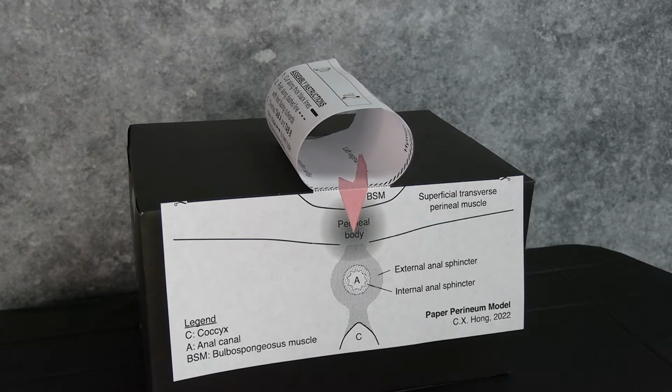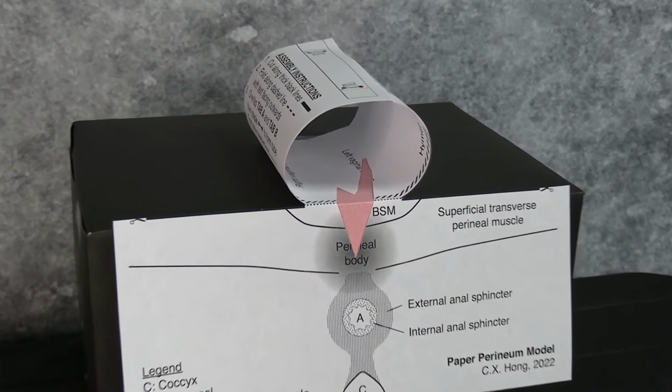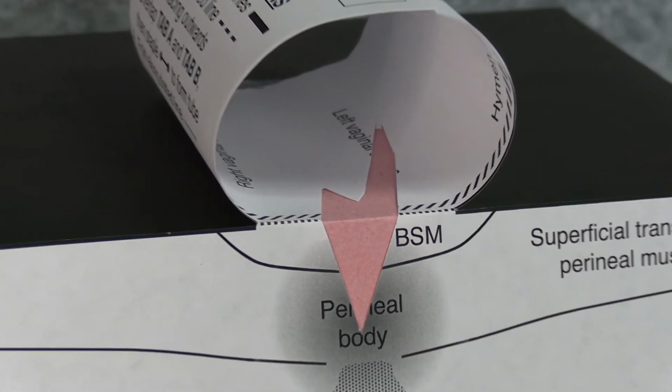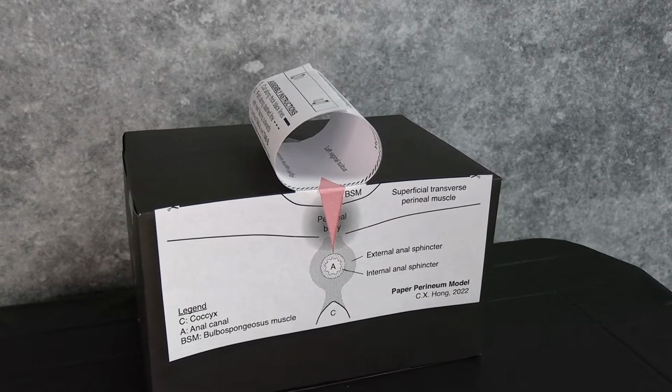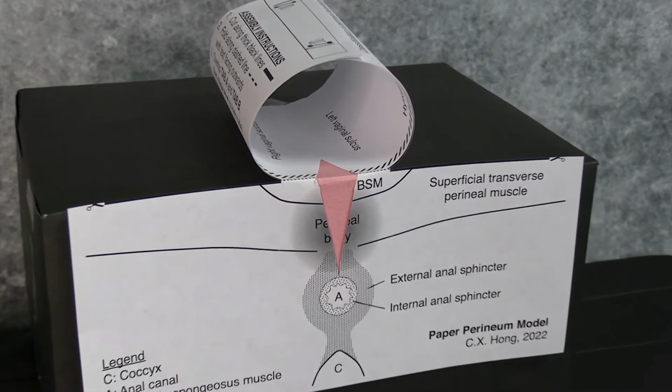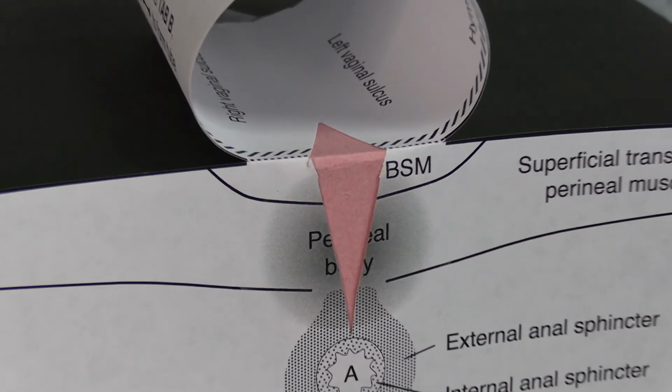The laceration can be extended into the vagina to simulate deep vaginal sulcal lacerations, as shown in this example. It can also be extended towards the anus to simulate third and fourth degree perineal lacerations, as shown in this example.